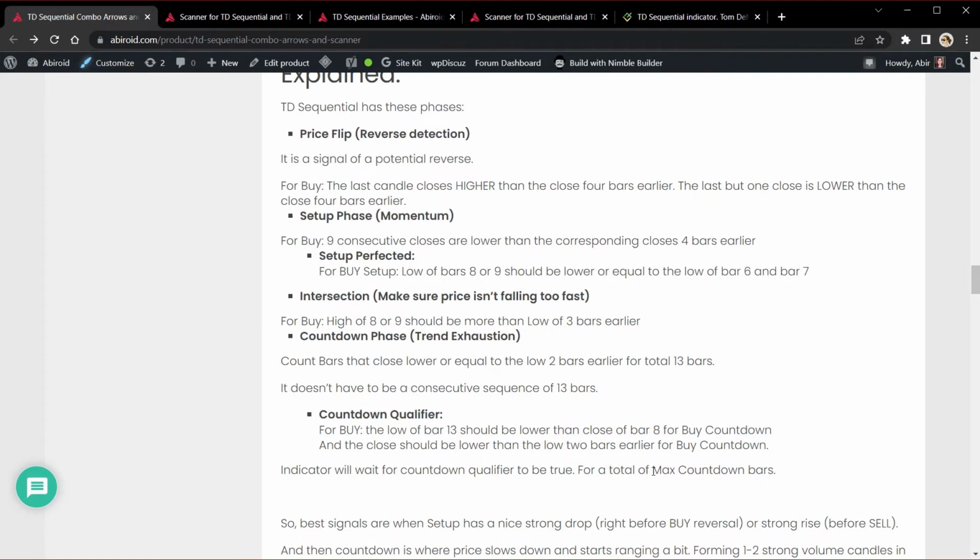So you can set a maximum number of countdown bars. Like if you have 40 bars, within 40 bars the countdown should complete, and the countdown should also have a qualifier. In case it doesn't, then it will wait for those number of bars. But if it hits this max countdown bars, in that case the signal will be cancelled, skipped.